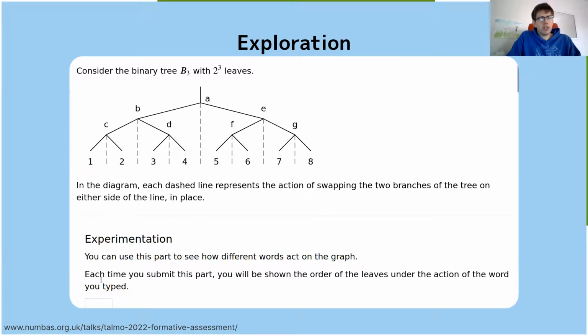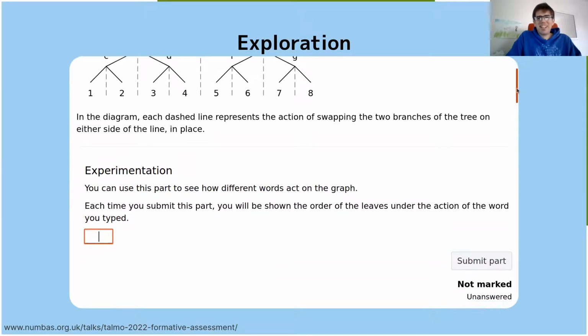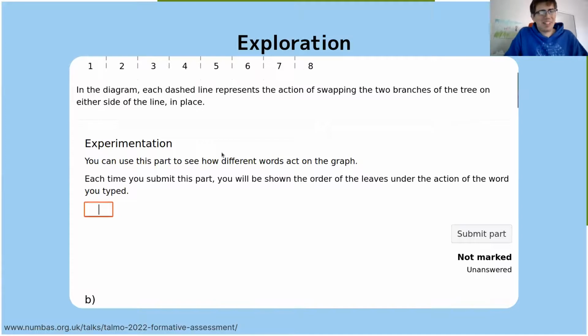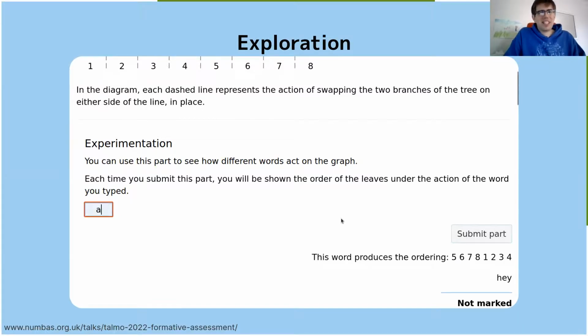So I can offer the student a box where they can type a word representing a series of moves to make, and it shows you what that does to the tree. And I'm realizing now that I haven't updated my slides with the latest version of this question, so you're going to see some debug stuff. So if I type A here, imagine that you see another copy of that diagram. I didn't do that, but anyway, it tells me if I do A, it swaps those things around and produces this ordering.